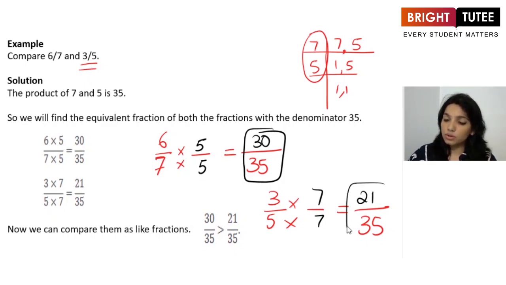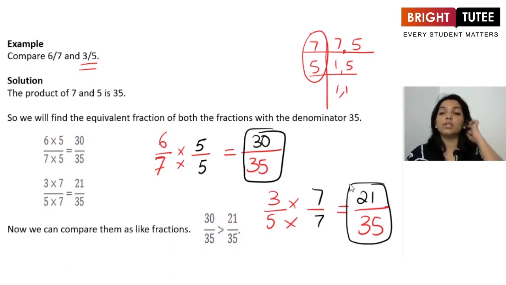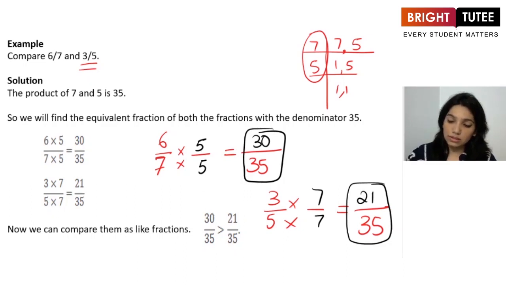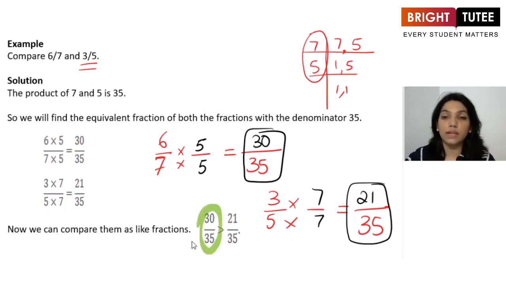So now what do you think? Is 30 over 35 bigger, or is it 21 over 35? Imagine if out of 35 marks you get 30. Then are you scoring better? Or out of 35 you are scoring 21. Then are you scoring better? Obviously, when you are scoring 30 out of 35, that's when you are scoring even better. I hope you have got this question.